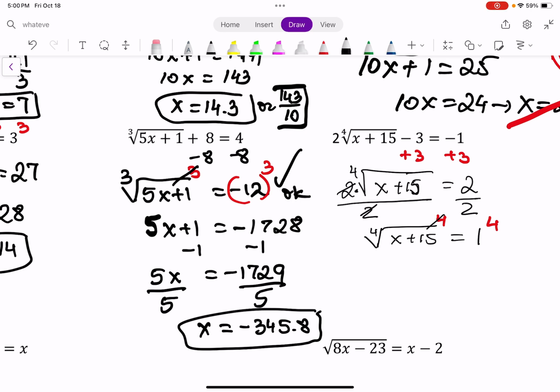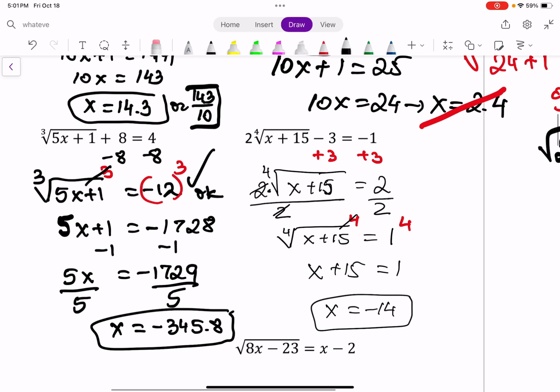So if you want to get rid of a sixth root, you raise it to the sixth power, and so on and so on. So that's going to go away, and you're left with x plus 15 equaling 1, which makes x equal to negative 14. And if you check your answer, it completely works. Here, I'll check it for you, just for fun.